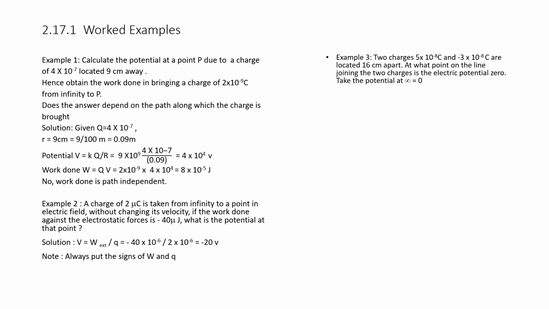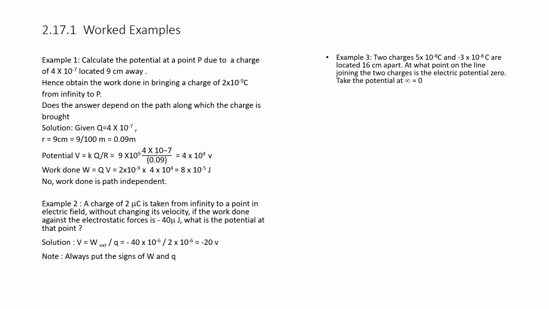Example 3. Two charges 5 into 10 to the power of minus 8 coulomb and minus 3 into 10 to the power of minus 8 coulomb are located 16 centimeters apart. At what point on the line joining the two charges is the electric potential 0? Take the potential at infinity as 0.